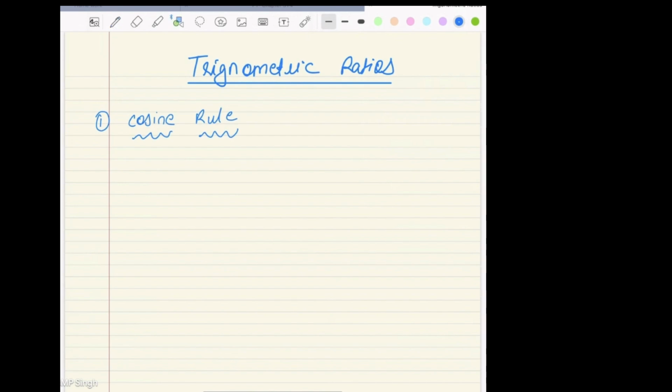So let's say you have a triangle. Now the triangle doesn't have to be a right angle triangle, because generally when you talk about sine, cos and tan, they talk about right angle triangles. But for the cosine rule, you can have any kind of triangle. It is applied to any kind of triangle.